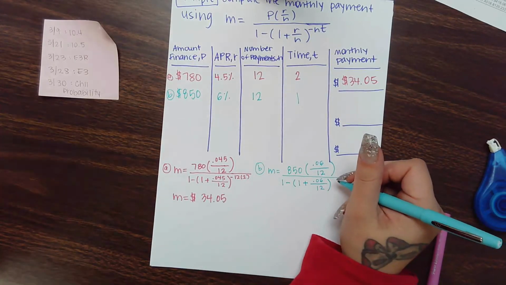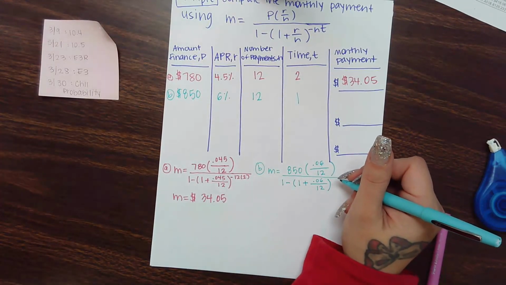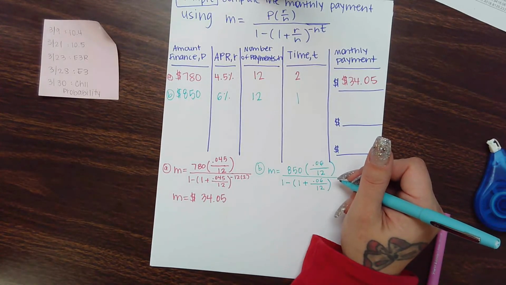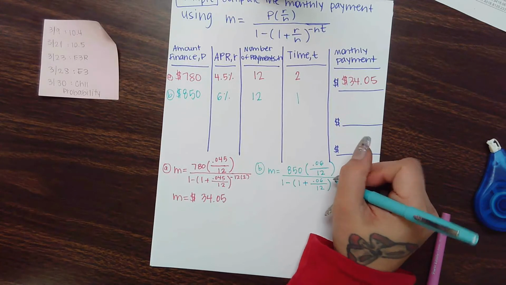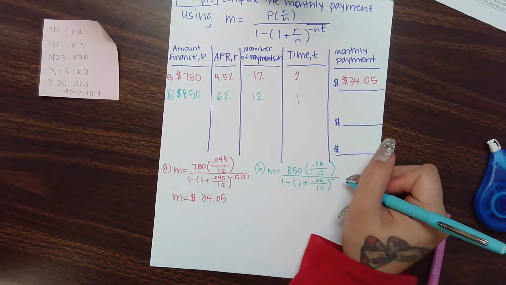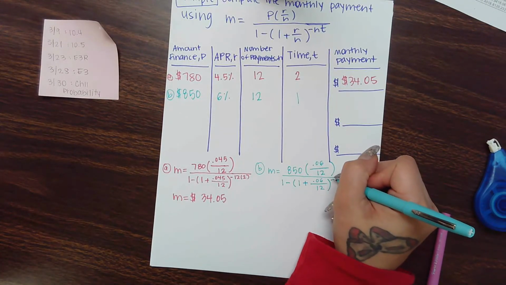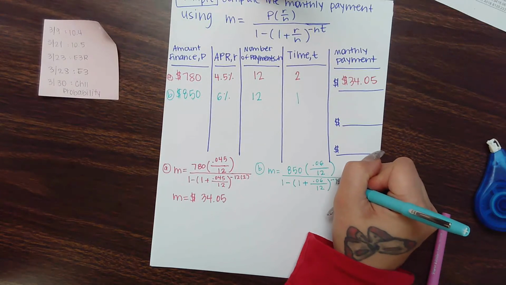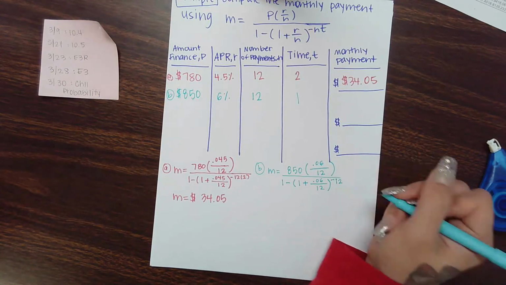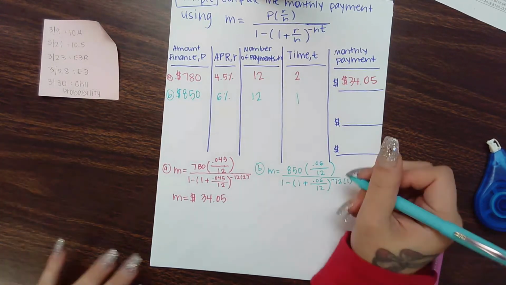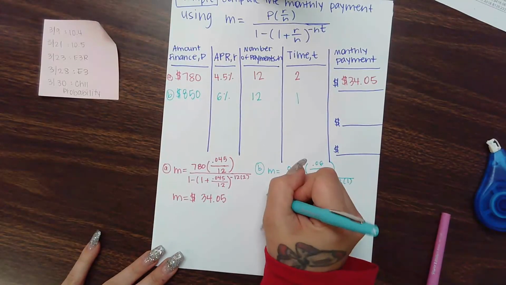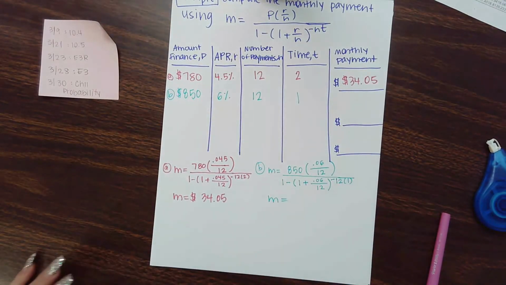You do the caret button, which is to the left of the 7, up 1. It's above the x squared. That pulls you into the exponent field. Do negative, which is down by the decimal. And then we do n times t. So that's negative 12 times 1, which is just 12, but I'm going to go ahead and write all of it. Now, whenever you do this and you hit enter and you round, did you get $73.16?